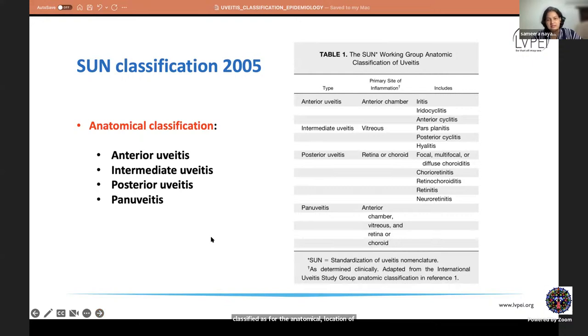It is anterior uveitis when the anterior chamber is involved. It could be iritis, iridocyclitis. Intermediate uveitis when it involves the vitreous. It could be anterior cyclitis, pars planitis, posterior cyclitis, and hyalitis. Posterior uveitis when retina or choroid is involved. It could be focal, multifocal, or diffuse choroiditis. It could be chorioretinitis, retinochoroiditis, retinitis, or neuroretinitis. Panuveitis when it involves anterior chamber, vitreous, and retina or choroid.